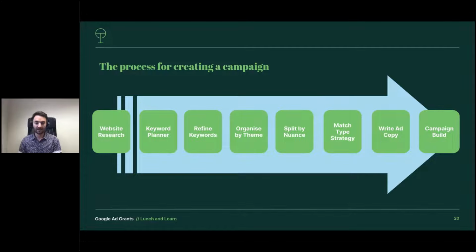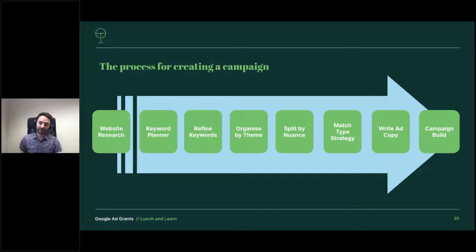And then we'll split those keywords out firstly by theme and then by nuance. And that theme and nuance will represent your campaign and then your ad group. So you'd have typically a different campaign for a different theme. So you might have a volunteering campaign, a donations campaign, a resources campaign, and then split by nuance. So it might be that you have people looking for part-time volunteering and full-time volunteering, and that would both be in the volunteering campaign, but segmented.